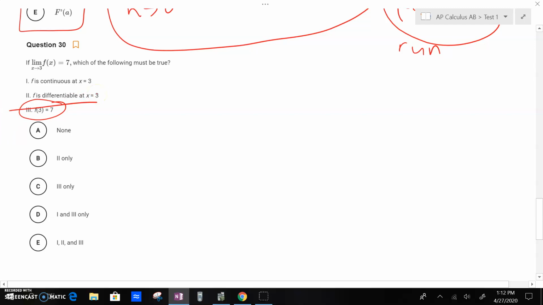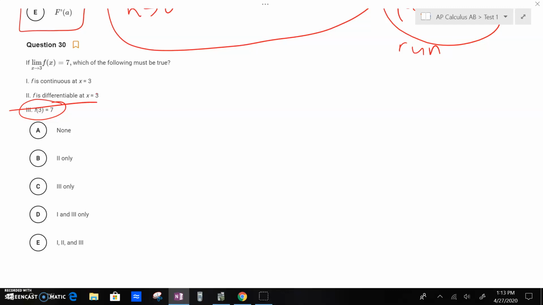A limit's just what happens when you get close. In other words, there can be a hole there. You don't actually have to have the function defined at that spot for the limit to exist. So that one right away jumps out at me as, hey, this probably isn't necessary. It does not have to be true. It could be true, but it does not have to be.